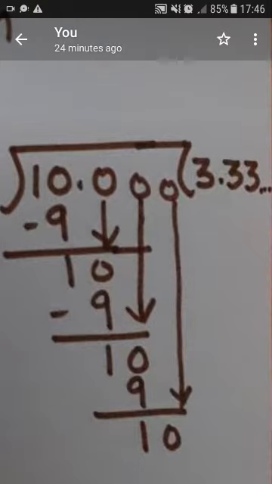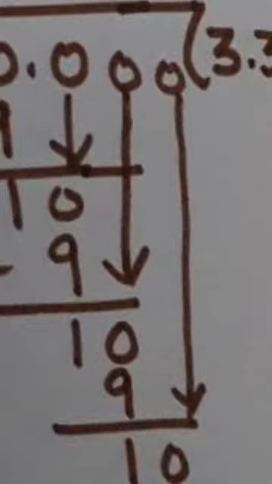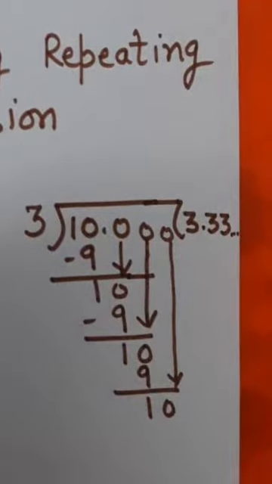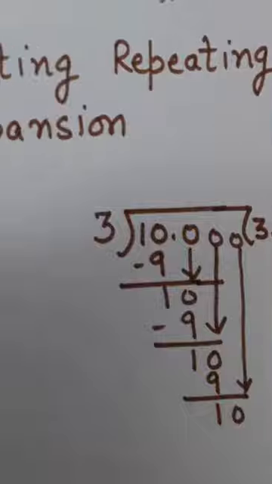Then after the decimal we can place as many zeros as we want. So we have placed 0 here and this 0 is coming here. Again it becomes 10. Then again 3 3s are 9. We can see that the series will continue like this forever. 3.333 and so on. We are never going to get remainder 0.